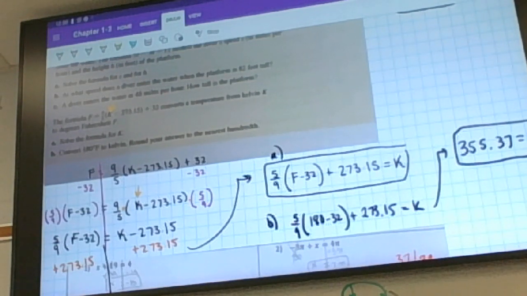Has anybody found the extra brackets yet? And is it working? No, it's not working.